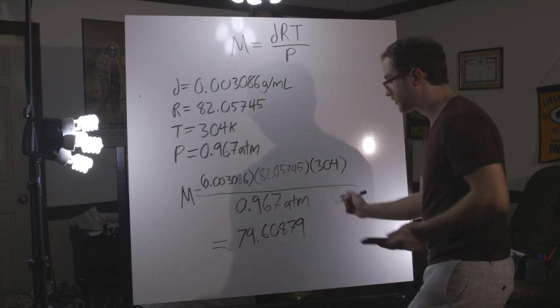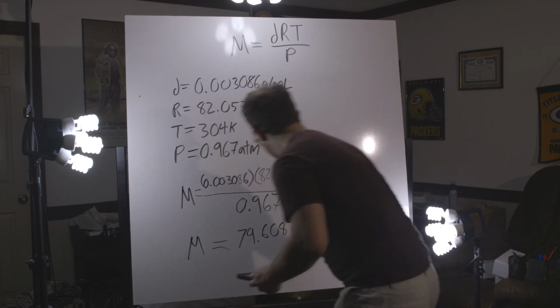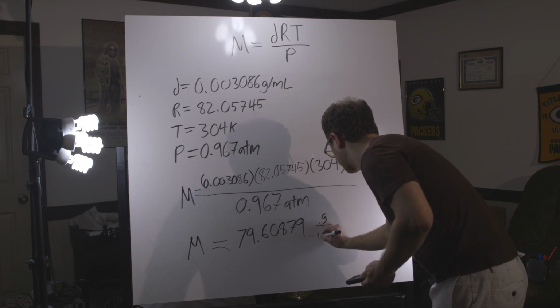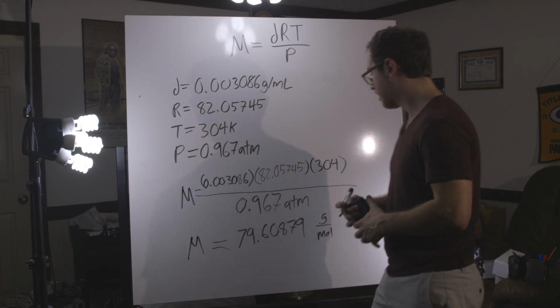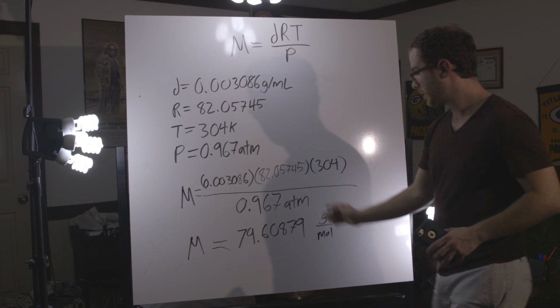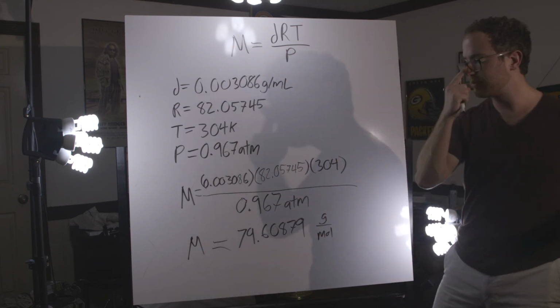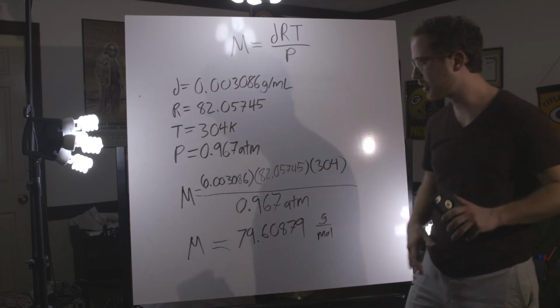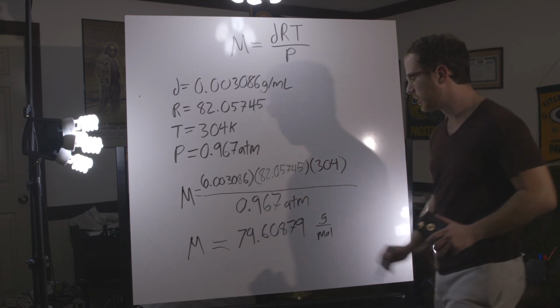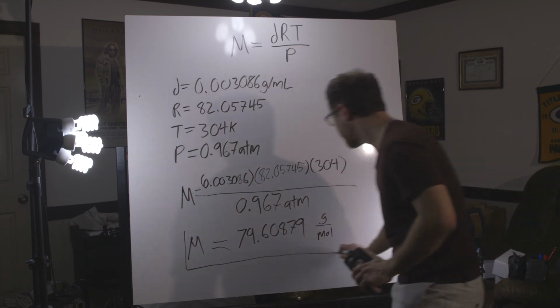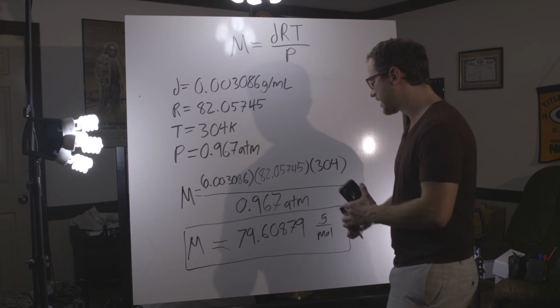And then, of course, the units for molar mass are grams per mole. Remember, molar mass is not molarity. Molarity is moles over liter. Molar mass is grams per mole. So the molar mass of this gas is, well, actually, we can't stop here, sorry.